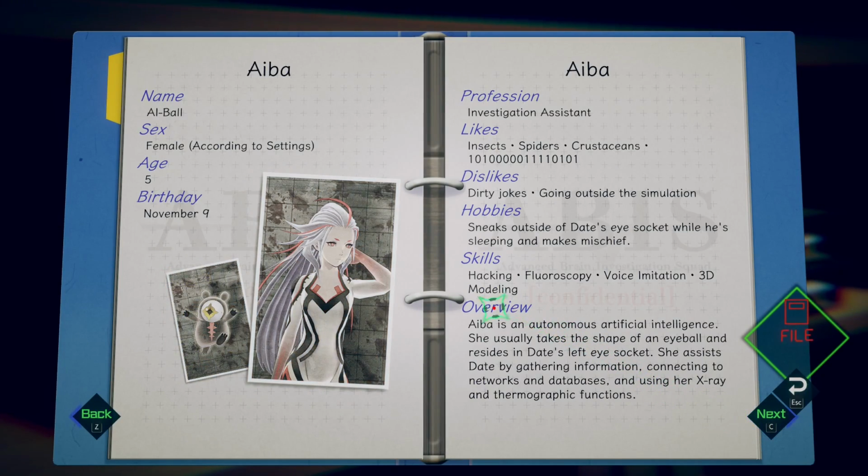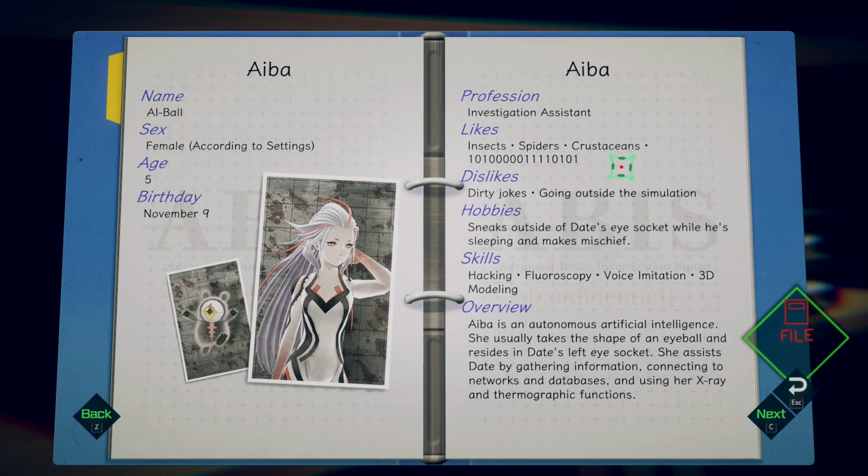Aiba. Full name, AI Ball. Sex is female, according to the settings. 5 years old. Born November 9th. Profession, investigation assistant. Likes insects, spiders, crustaceans. Something in binary. Maybe I'll look that up later to see what it says. Or someone else wants to look it up and pop it in chat so we can all find out right now. Dislikes, dirty jokes, going outside the simulation.